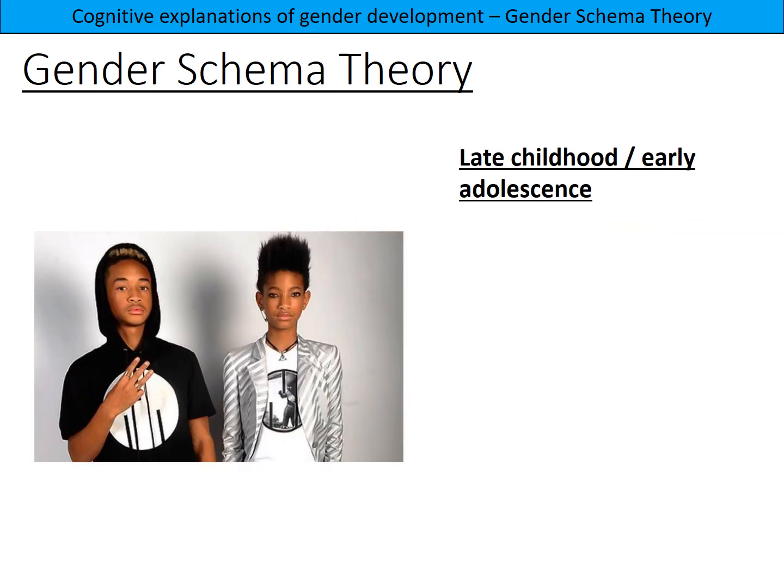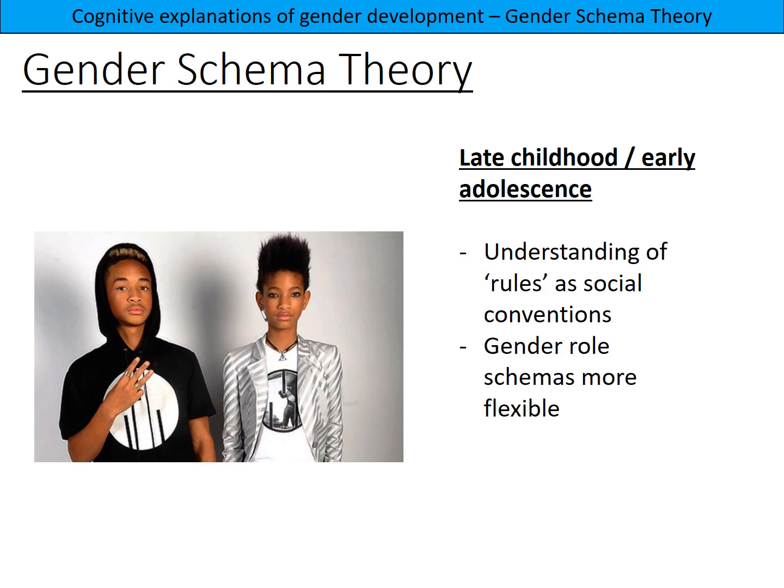Final stage, late childhood and early adolescence: they start to understand rules as just social conventions, and those gender role schemas become more flexible. In the picture on the left, you can see there's some kind of androgyny coming out here, so they're not dressed quite as stereotypically as you would expect in those first few stages, and they start to see those rules as more flexible. They can bend the rules a little bit. Stereotypes and assumptions start to be abandoned.